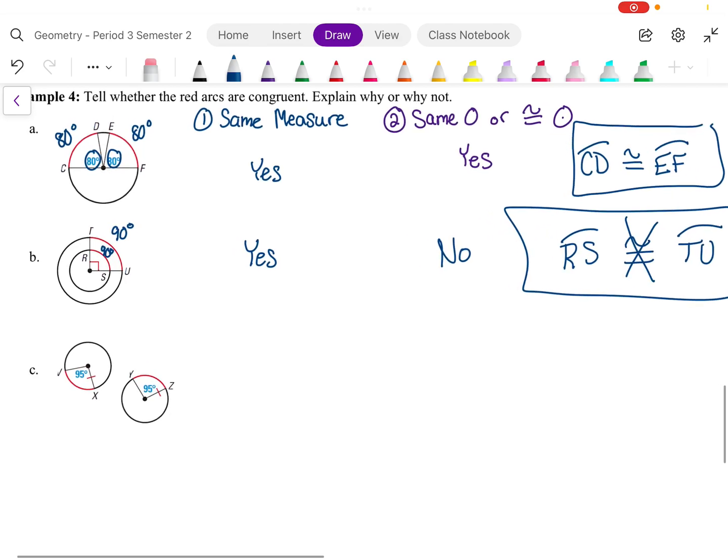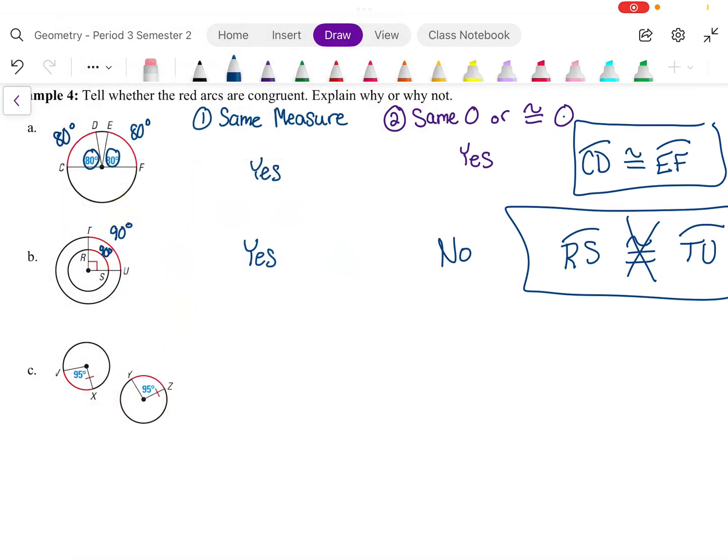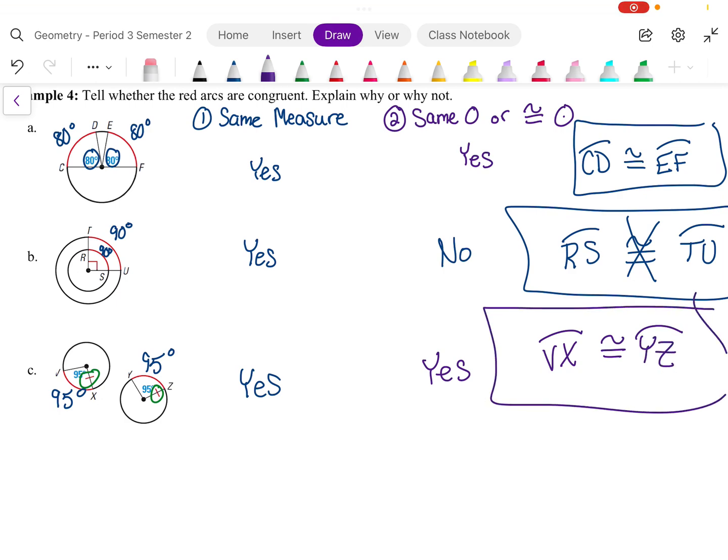And finally, our last example. Do they have the same measurement? And that one's going to be yes, because they are both 95 degrees. And are they part of the same circle? No, but they are part of congruent circles because the radiuses are the same. So this one is still going to be a yes. So we know VX is going to be congruent to arc YZ. And that is our final answer.